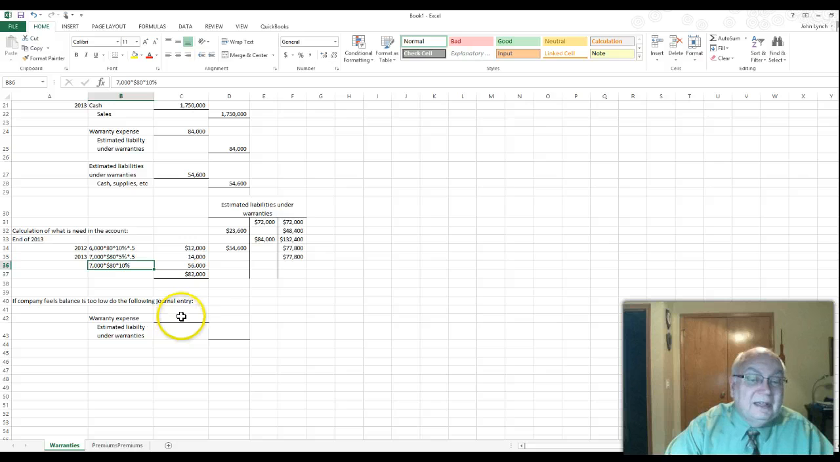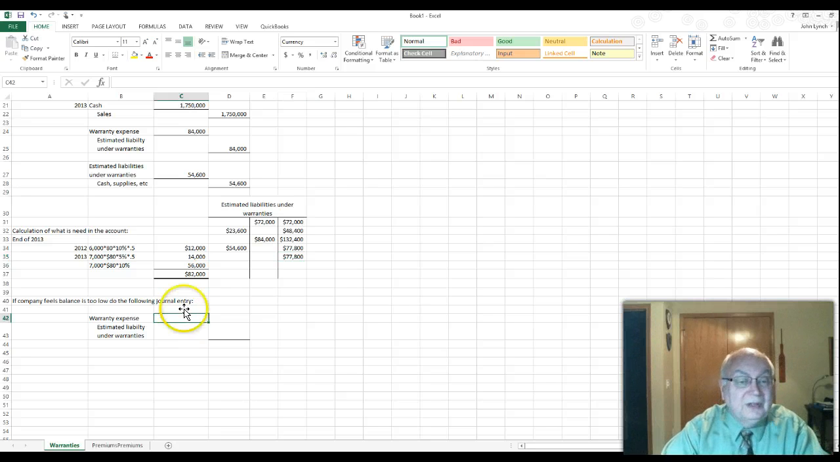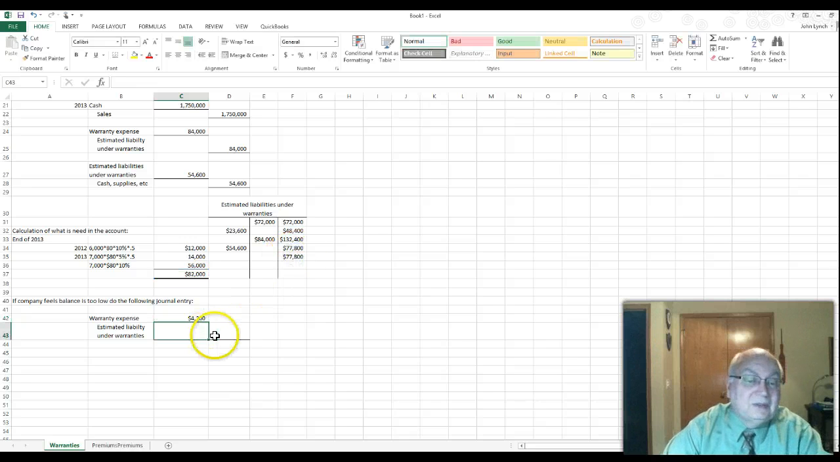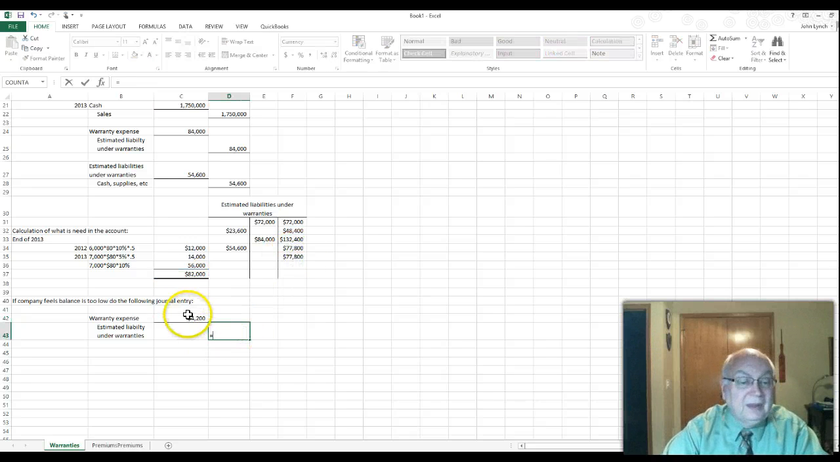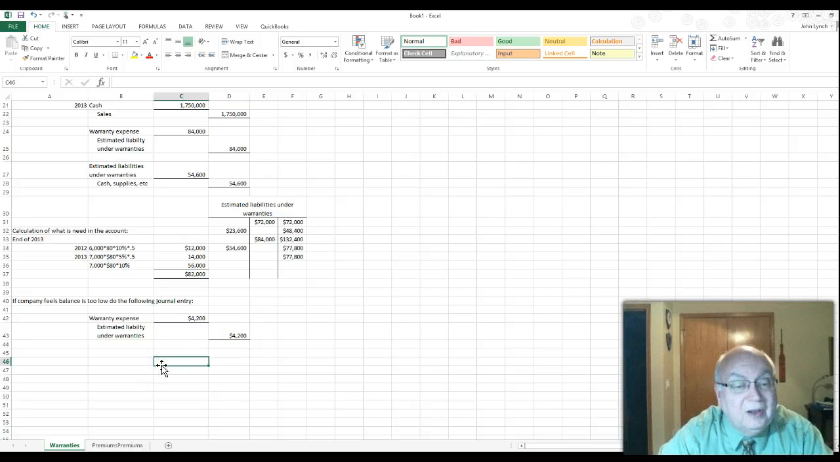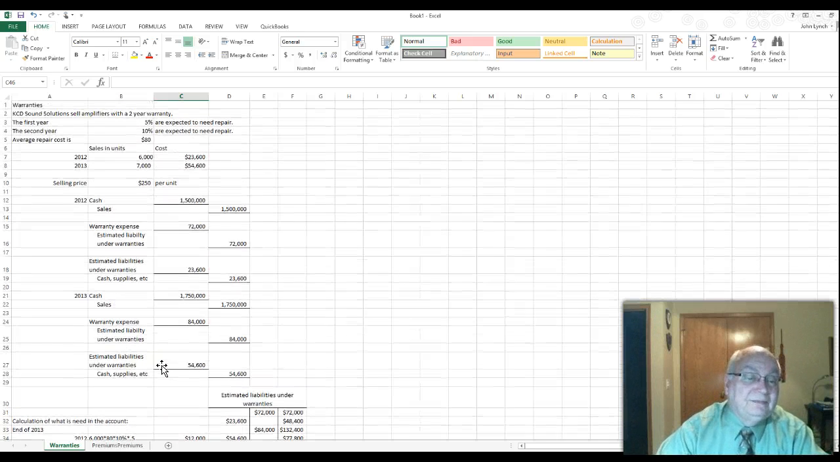Now, the idea here is that we have $77,800 left in the estimated liability under warranties, and we have $82,000 that we need. If you think that's too small a number, you can do a journal entry just for the difference, which would be $4,200. If you think that's close enough, you don't have to do the adjusting entry. That's a call you have to make. But that's basically how you do the warranties.